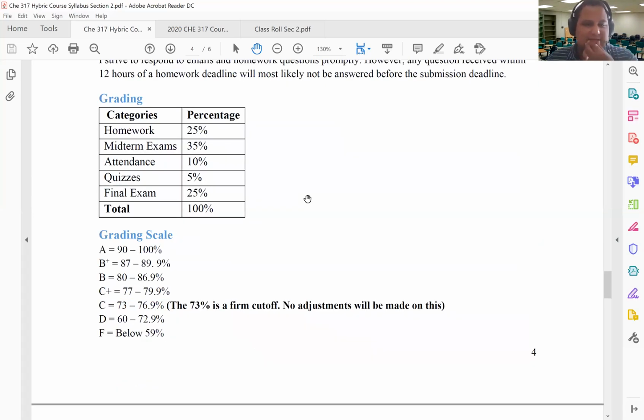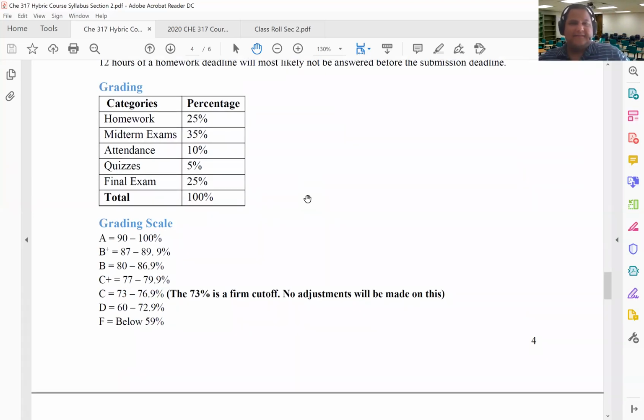Grading. This is the grading scheme that I have for this class. The homework and synthesis assignments will be about 25% of the class grade. Midterm exams will be 35%. That means each midterm will be about 17.5% of your grades. So just understand that that's the expectation.